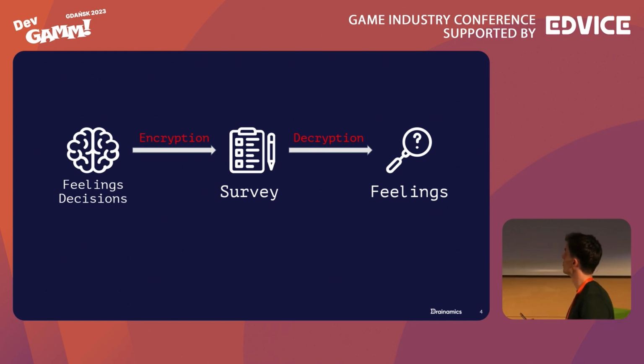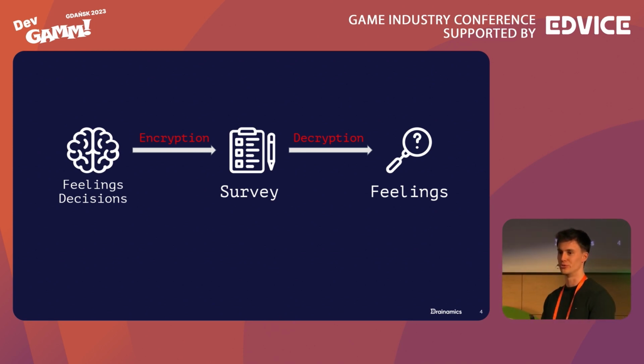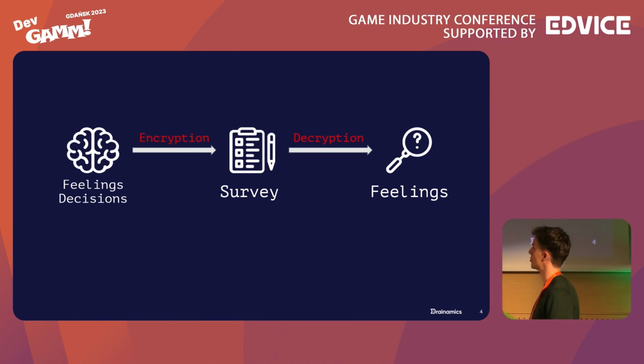And here we have the first problem, which is the encryption. The player that plays the game needs to encrypt his feelings and his decisions in the form of the survey. And then, as a user researcher or game designer, you of course try to decrypt again what the gamer encrypted. What you try to get in the end is these feelings that were caused in the beginning. And this is two subjectivity layers that you basically have that are prone to error. And therefore you cannot really rely on what you get out in the end.